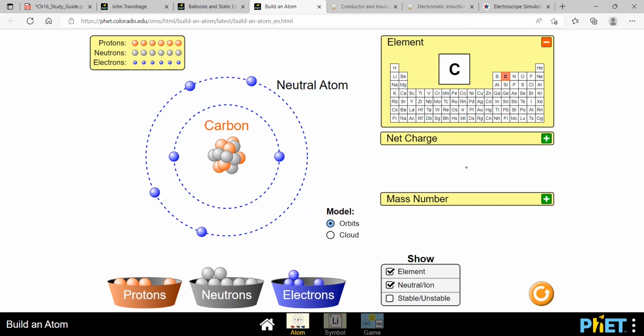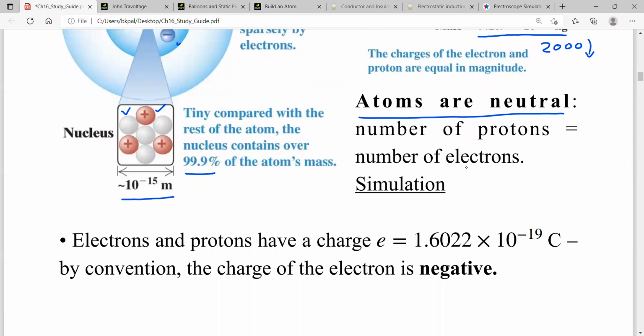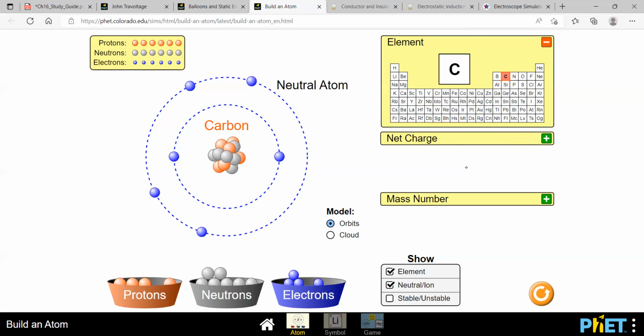Now you see it has 6, now it needs 6 electrons. So you see that it has 6, so it is a neutral carbon atom. Not only carbon, all atoms have an equal number of protons at the center, the nucleus, and the same amount of electrons on the outside. We'll go back to this simulation later one more time.